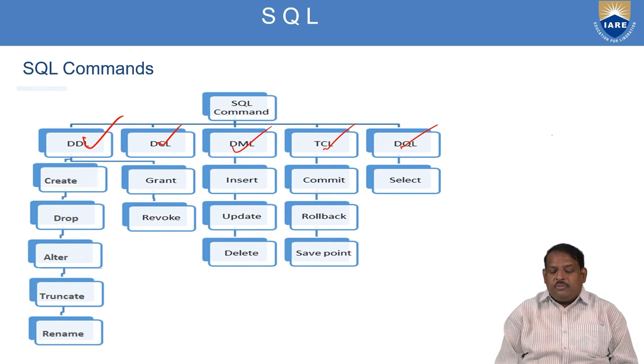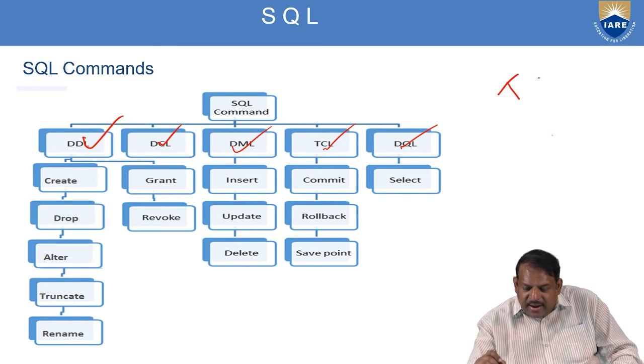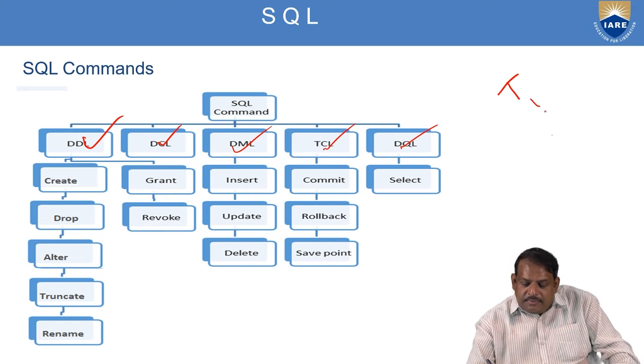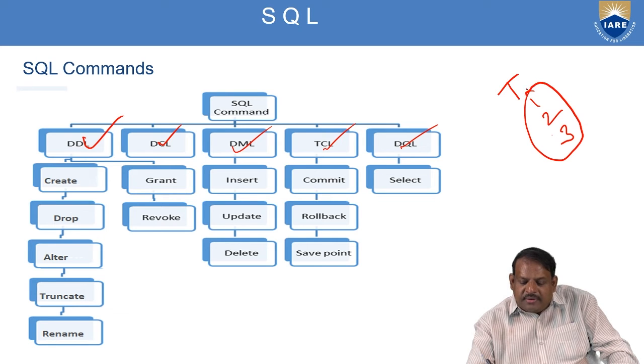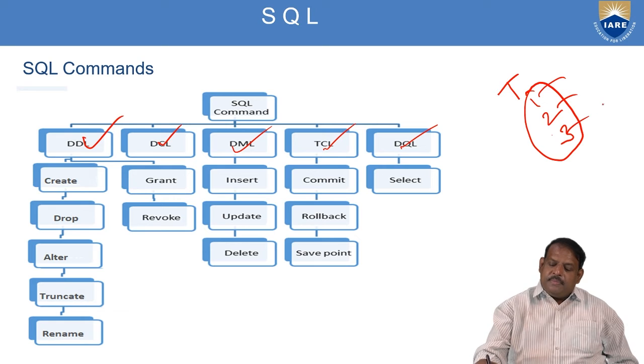Next, we go to the fourth point. The fourth point here is TCL. It is transaction control language, meaning how your transactions are controlled. So what is a transaction? A group of steps. A transaction T is a transaction when it involves some steps: step 1, step 2, step 3. All these 3 will be a part of the transaction.